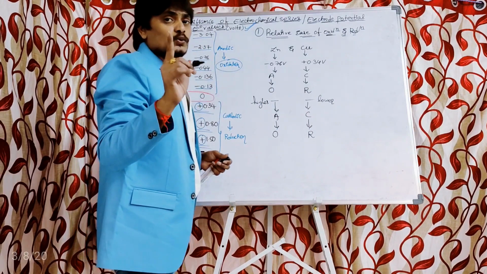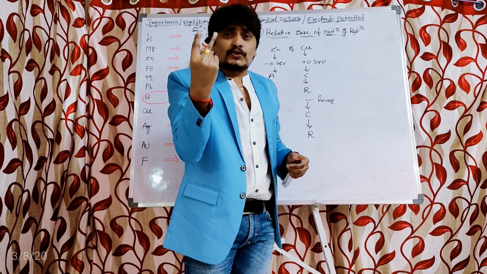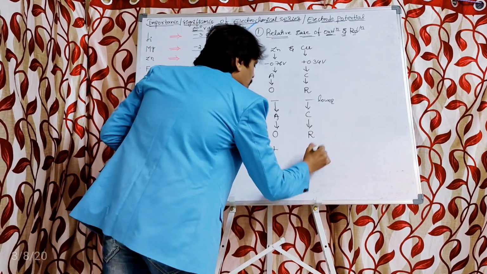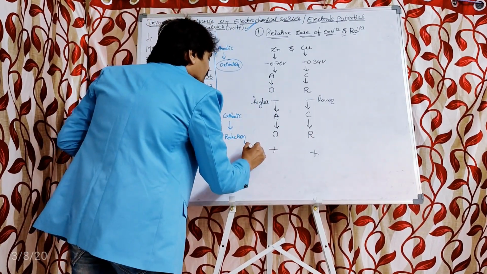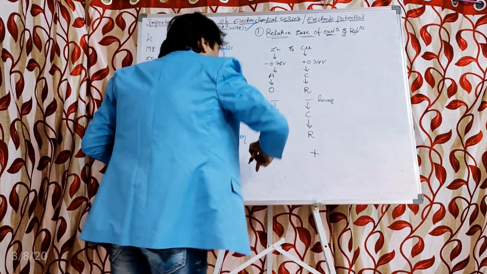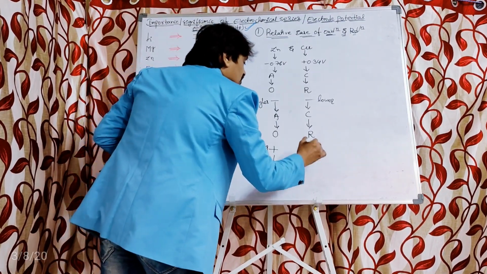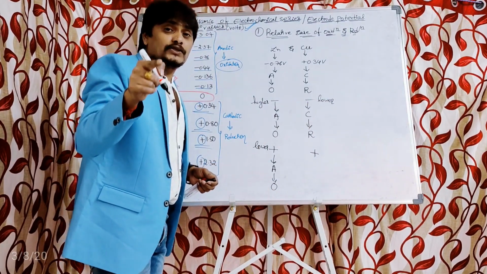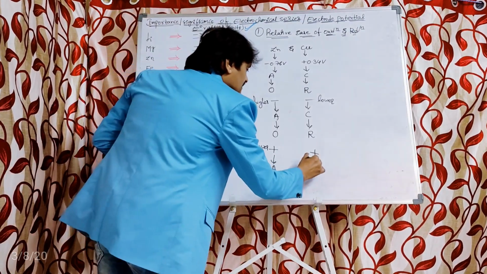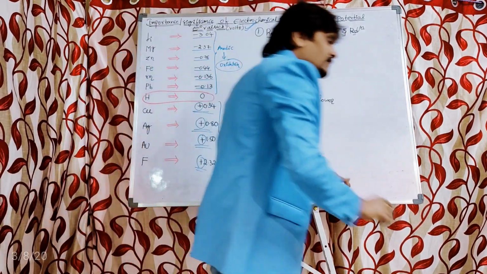This is case 2. And coming to case 3, if both electrodes are associated with positive values, the electrode with the lower positive value acts as anode and undergoes oxidation, and the electrode with the higher positive standard reduction potential value acts as cathode and undergoes reduction. Right? So I hope you understood, students.